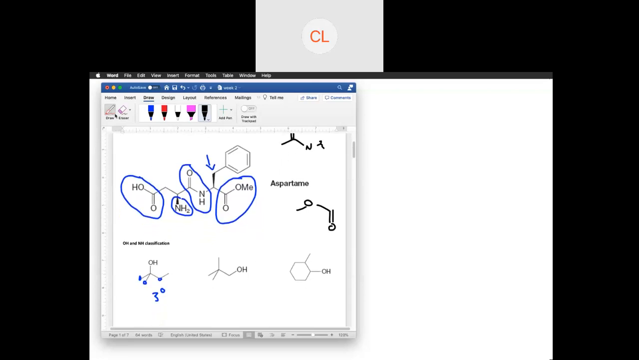Anyways, the next one. Can somebody tell me what classification this one would be? Primary. Yeah. So again, coming off of the carbon that the alcohol is attached to is only one carbon.